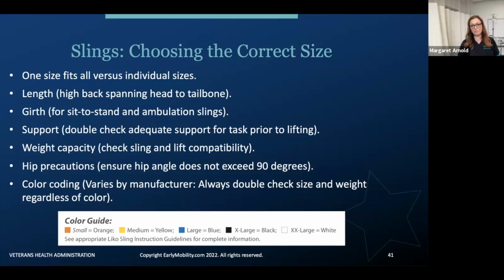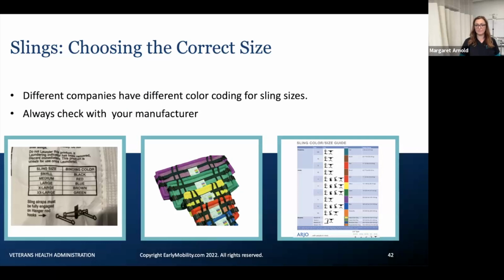Color coding is also important and varies by manufacturer. Always double check the size and weight, regardless of the color. For example, you'll see in this color guide, small is orange, medium is yellow, large is blue, extra large is black, double XL is white. However, in this particular model, the different sizes are different colors. So again, always check regarding your colors, check what they mean, check the weights, check the sizes of each and every sling.